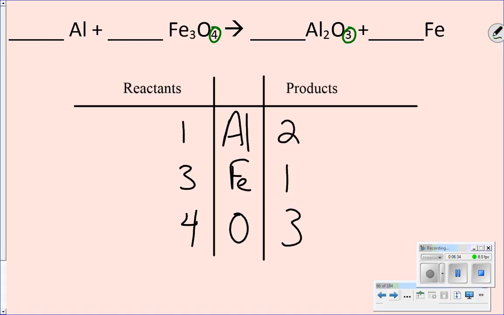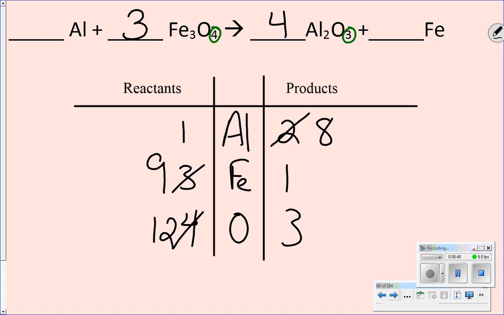So in order to make this oxygen 12, I put a 3 there. That would change iron to 9 and oxygen to 12. If I put a 4 over here, it changes aluminum to 8 and changes oxygen to 12. Now, if you didn't follow what I was just saying about common multiples, it's okay. You can trial and error this one. It's really not a big deal. It might just take you a second longer, but you'll still get there.